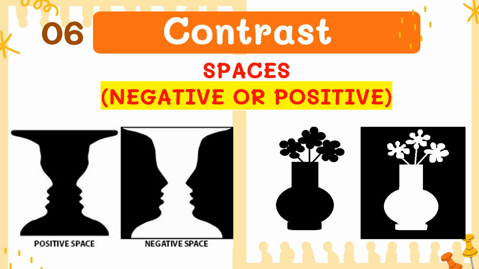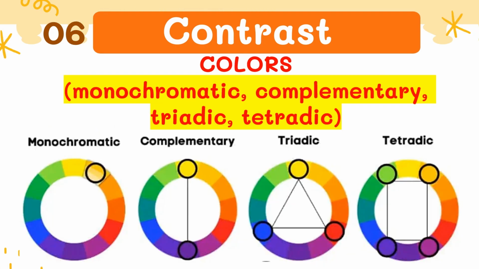Another example of contrast is spaces. When you say contrast in spaces, there are spaces that are negative or positive. Another example of contrast is in the use of colors. When you use contrast in colors, it can be produced in the form of monochromatic, complementary, triadic, and tetradic. So those are contrasts in the use of colors.